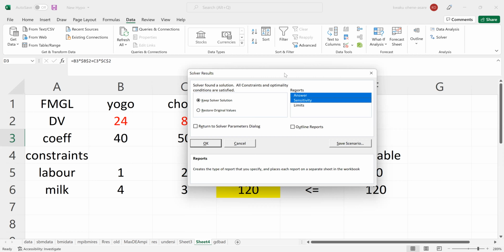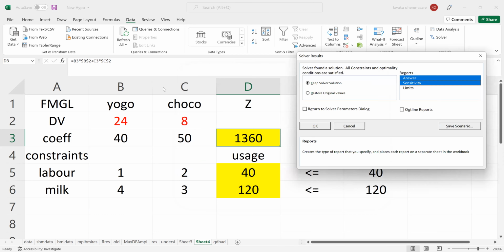Oh, by the way, when you move the solver parameter results out and look into the Excel, you can see clearly that the answers are showing behind the scenes. The yoga, which was 0, has now found the answer. The choco, which was 0, has found the answer, and all of that. But we are more interested in the sensitivity report. So click on the sensitivity report.